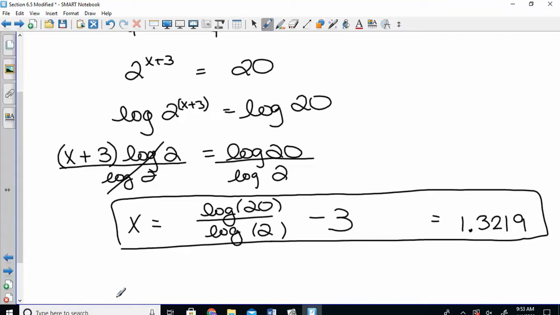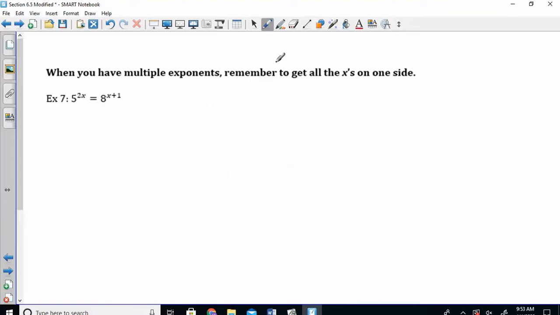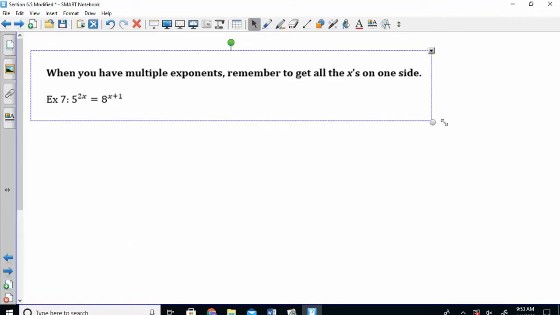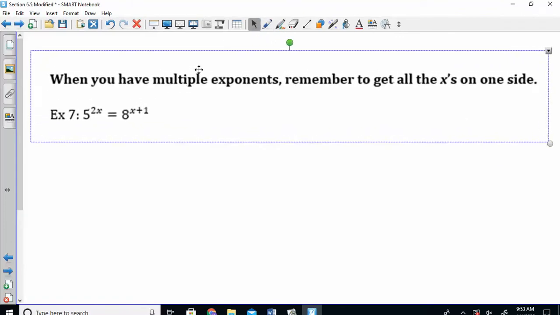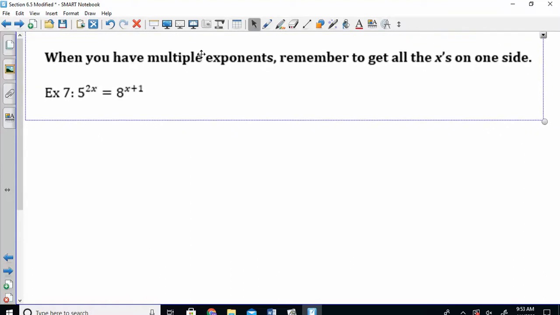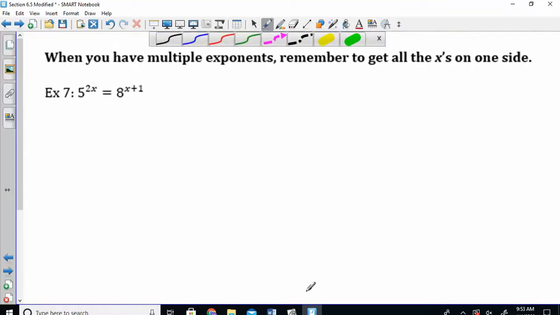Any issues with these? Lisa? Let's look at this one. So these last two examples are a little more challenging.